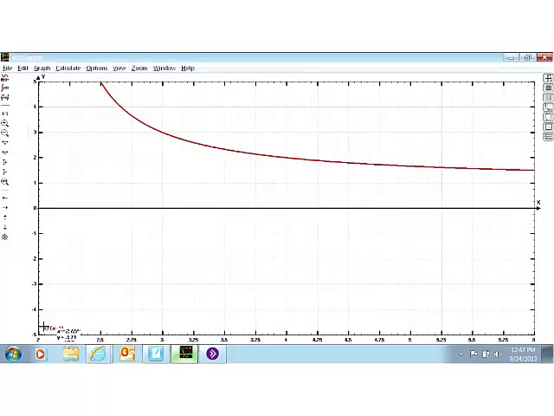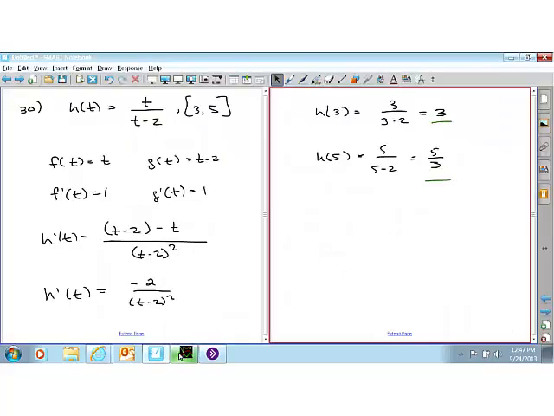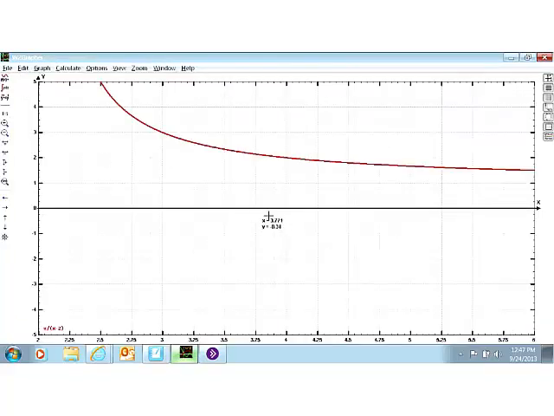So there we go. We have a vertical asymptote at x equals 2. So at x equals 3, you get 3. And is that what we got? Yep. And at 5, we get 5/3. So at 5, we get 5/3, which is there. So we just have the endpoints as the minimums and maximums.